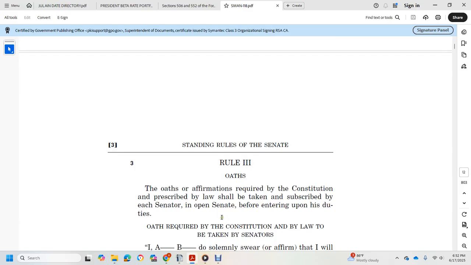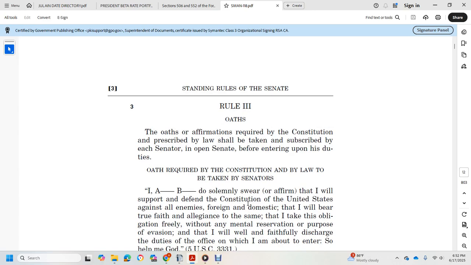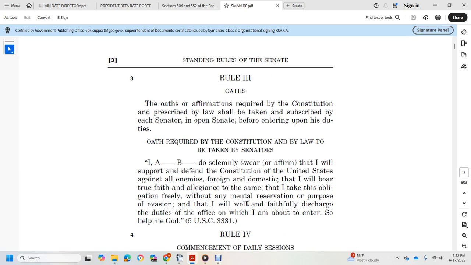Rule 3. Oaths. The oath or affirmation required by the Constitution and prescribed by law shall be taken and subscribed by each senator in open Senate before entering upon his duties. Oath required by the Constitution and laws to be taken by senators.